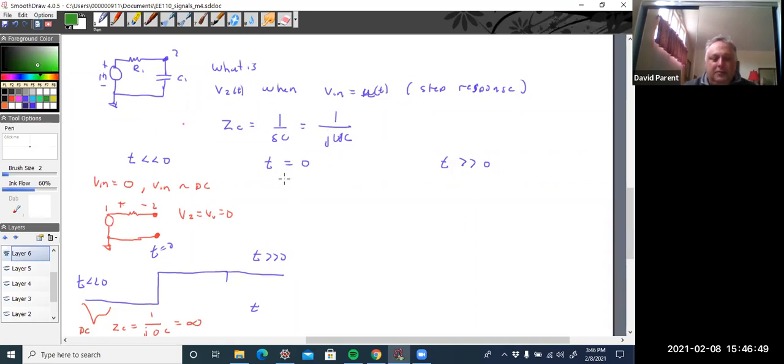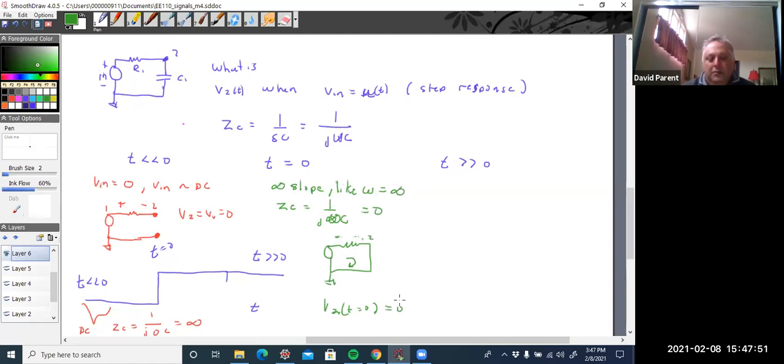What about when t equals 0, right at that spot? Well, we have an infinite slope right here. That's like omega equaling infinity. That means ZC equals 0. So now current will flow, but there's a voltage drop here, and this node is still tied to 0, so V2 at t equals 0 equals 0.